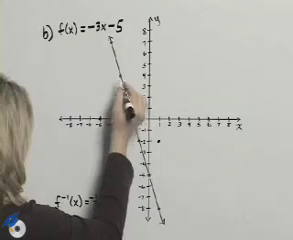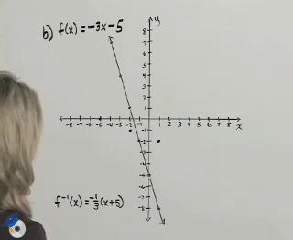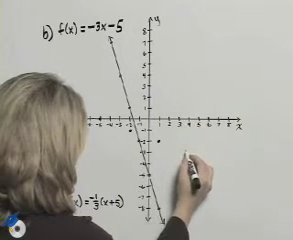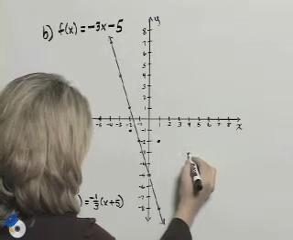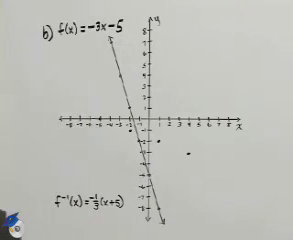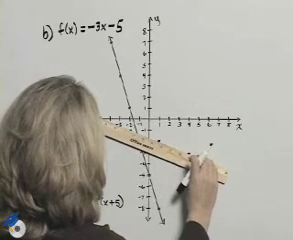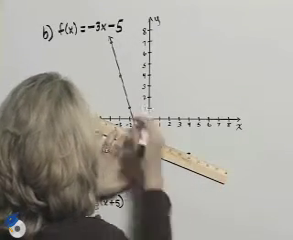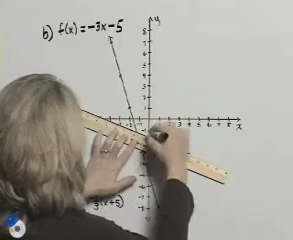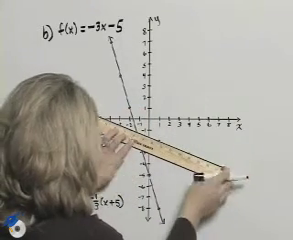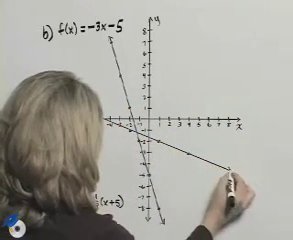We'll do a few more. This point, negative 3, 4 becomes 4, negative 3. And we have enough points now where we can draw the inverse using a straight edge. Here is our inverse.